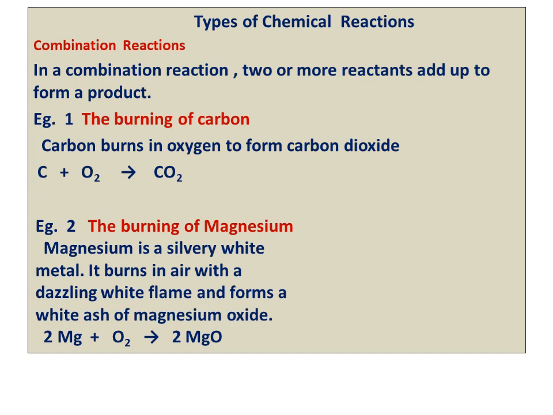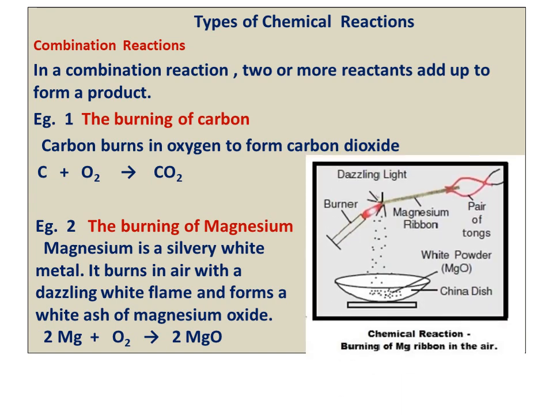Types of chemical reactions. Combination reactions. In a combination reaction, two or more reactants add up to form a product. Example 1, the burning of carbon. Carbon burns in oxygen to form carbon dioxide. C plus O2 gives CO2.